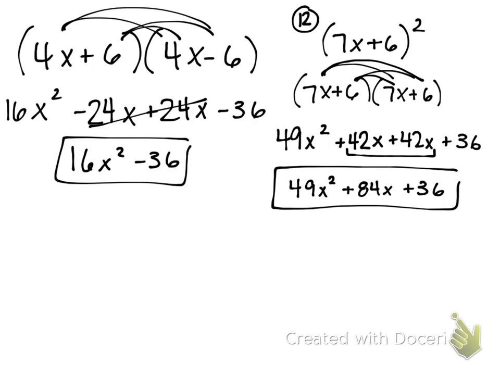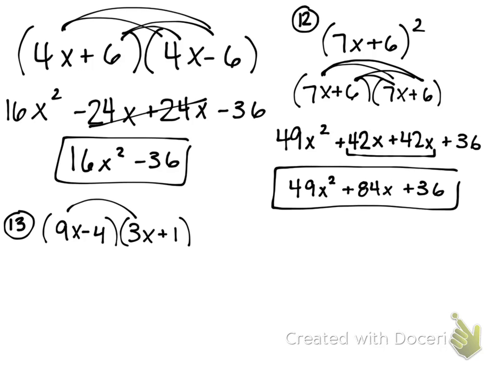Okay? Number 13. We have 9x minus 4 times 3x plus 1. All right, Christian, what would I do first? Multiply 9x by 3. Very good. And what do I get? 27x squared. Very good. Andrew, what would I do after that? 9x times 1 and you get 9x. Very good.